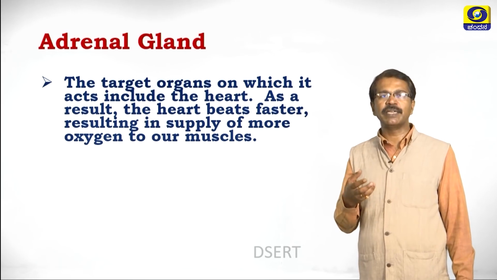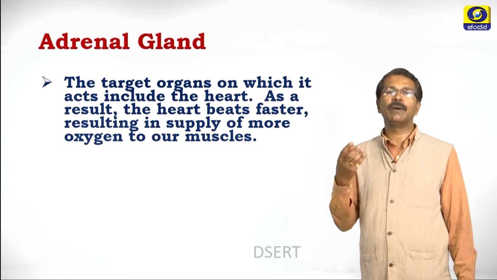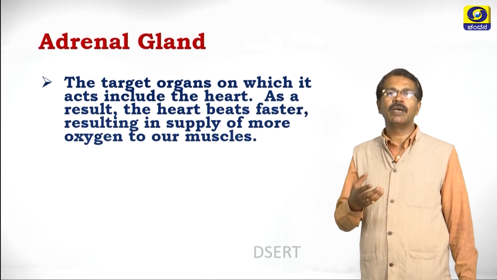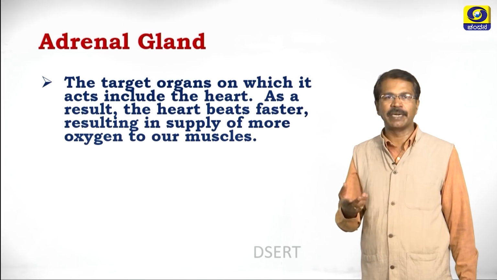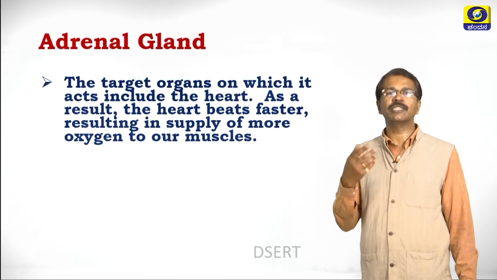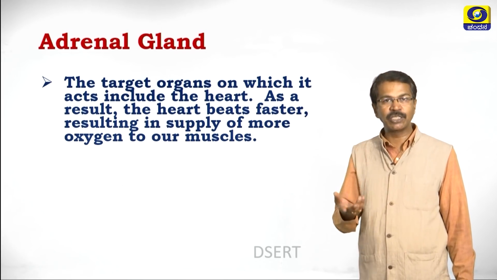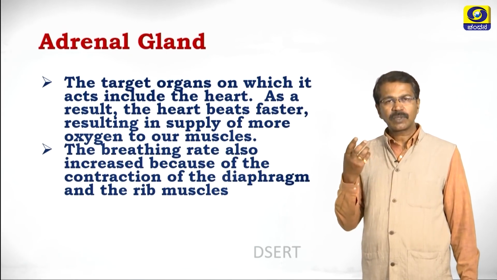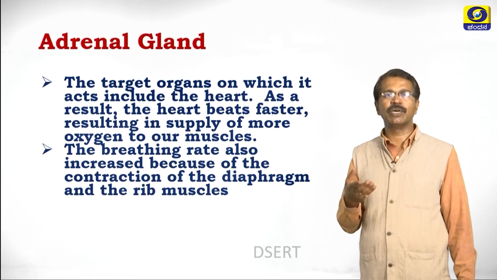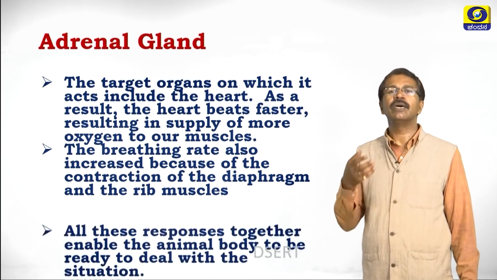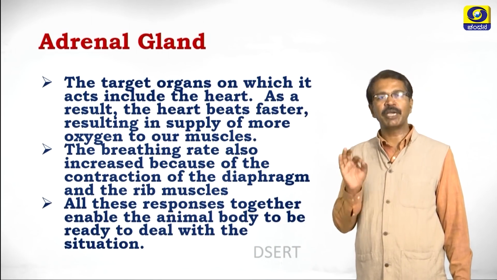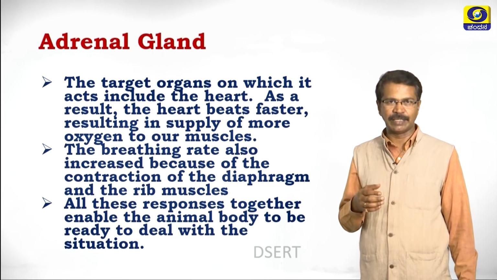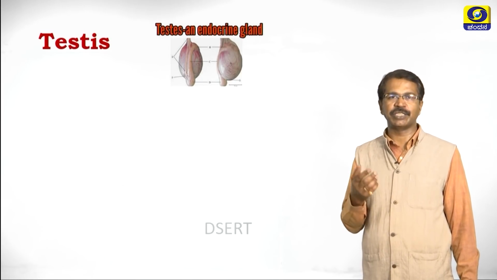Because of all these things, oxygen is pumped to the muscle cells and to all body parts. Extra oxygen is pumped, by which extra energy is liberated. This extra energy is utilized by the body to face the emergency situation. Thus, adrenaline hormone prepares the body to face the emergency situation, because it is preparing our body to face adverse situations.